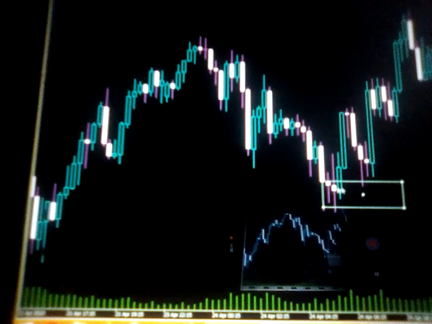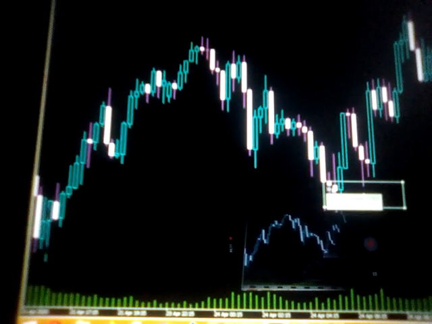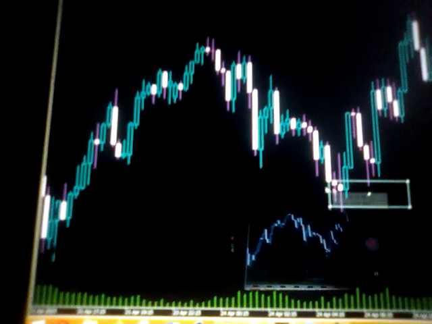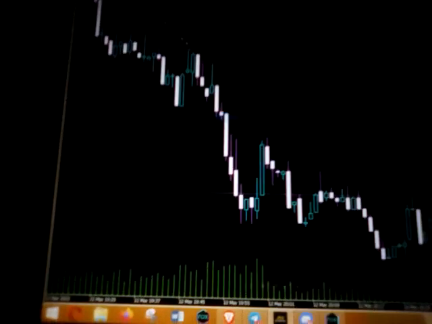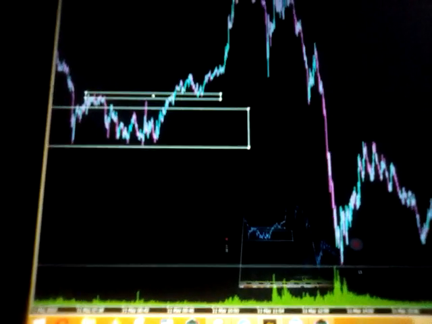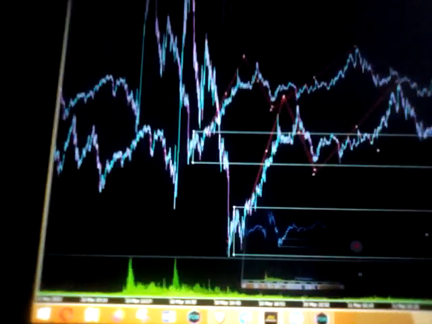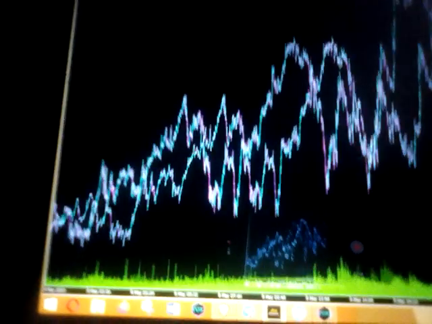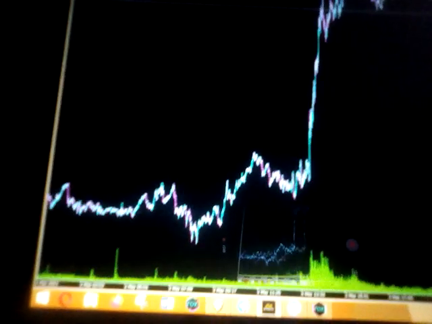So when I moved that block structure and it had some wicks here, those wicks indicate a strong support point. So I just draw my zone and I move directly to the 1 minute time frame. That's where I wait for the magic to happen, where I can enter my trades comfortably. Let's get right into it.